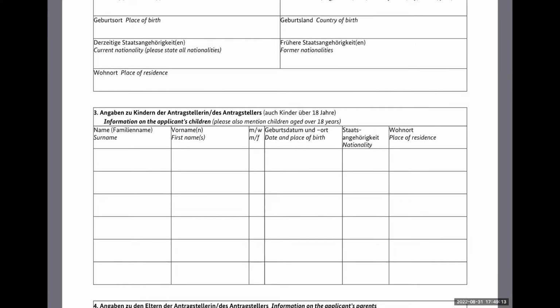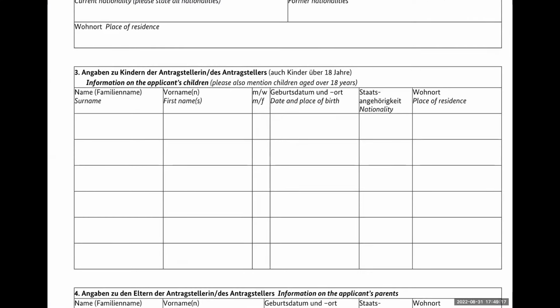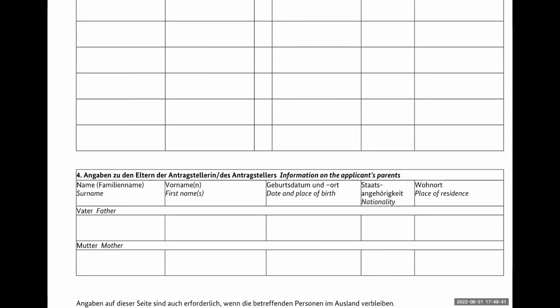After it, about your family, your children, okay, it means information about the applicant's children, you need to fill in about the children, and also mention if anyone is more than 18 here, okay. So you need to fill the surname, first name, male, female, every detail is given, okay, the place, nationality, date and place of birth you need to mention here for all your children.